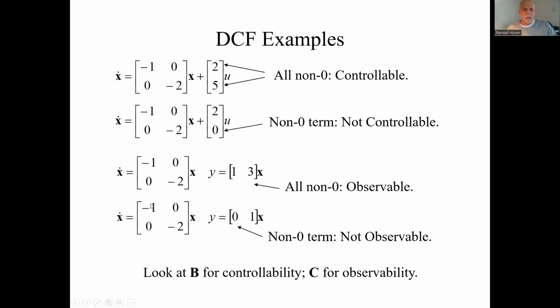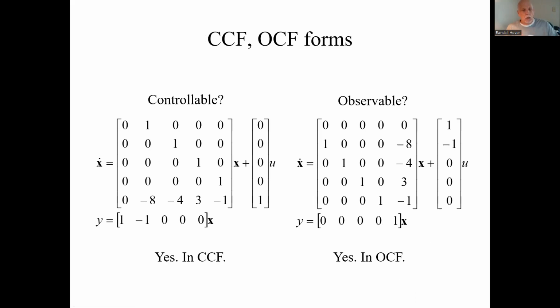Again, A is diagonal in all these cases. Here, C is all non-zero, so it is observable. This C has a 0 in it, so it is not observable. So you look at B for controllability and C for observability. And if you can put it in control canonical form, it is controllable. And if you can put it in observer canonical form, it is observable.